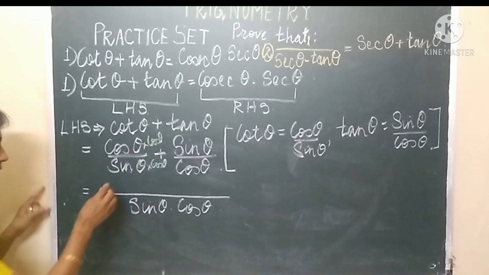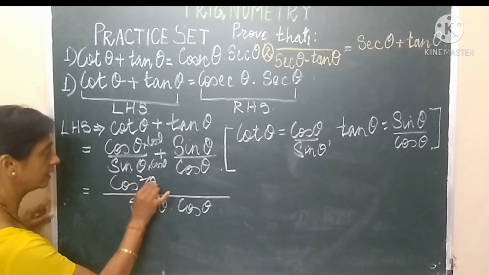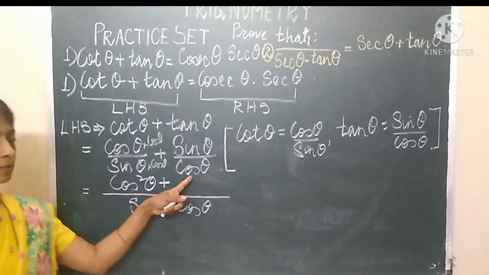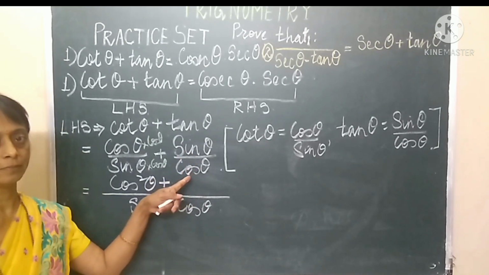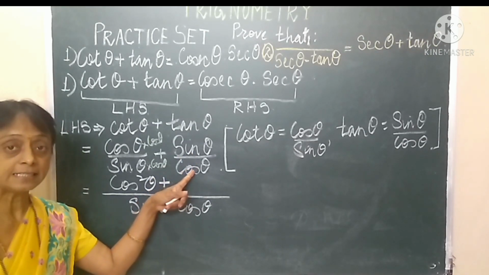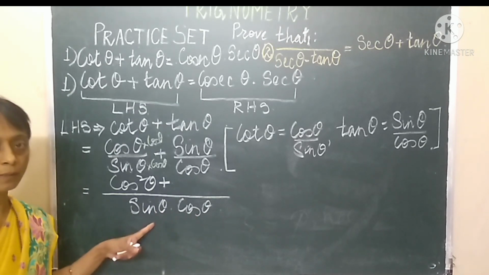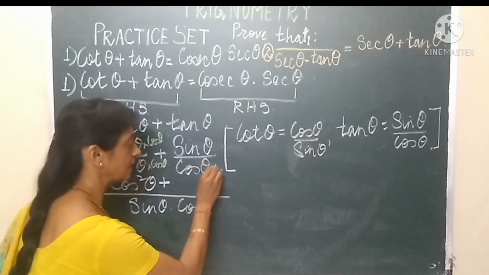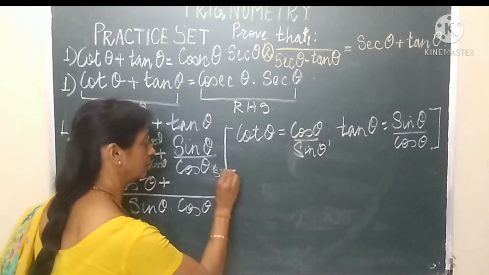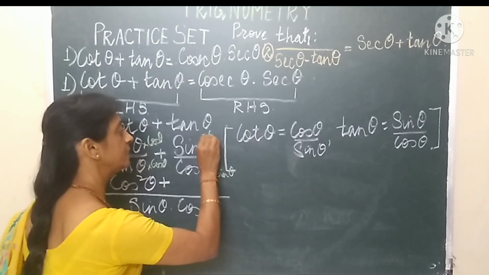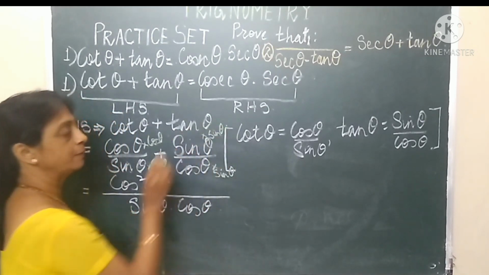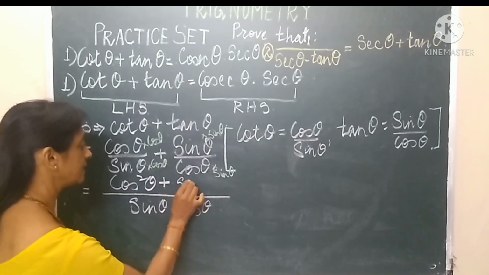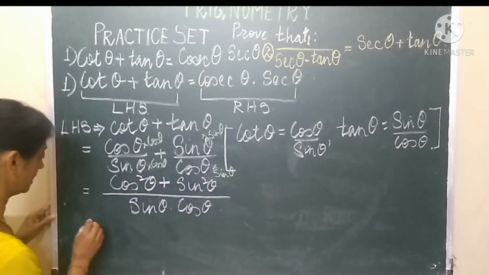So cos theta into cos theta is cos square theta plus, the second denominator for the second term is cos theta. Let's equate it to the common denominator. So we'll have to multiply it with sine theta. The same is applicable for the numerator of that term, to be multiplied by sine theta. So sine theta into sine theta is sine square theta.